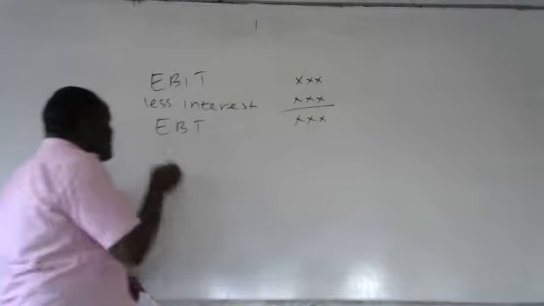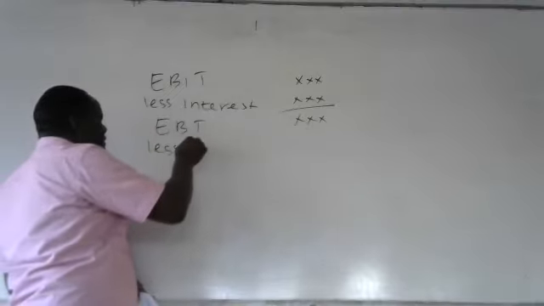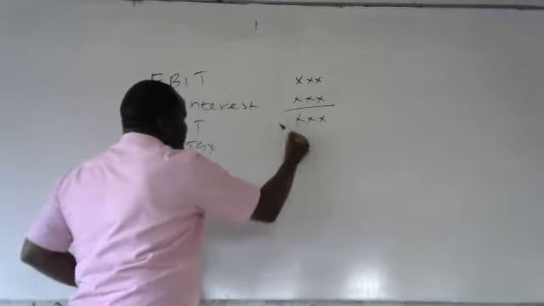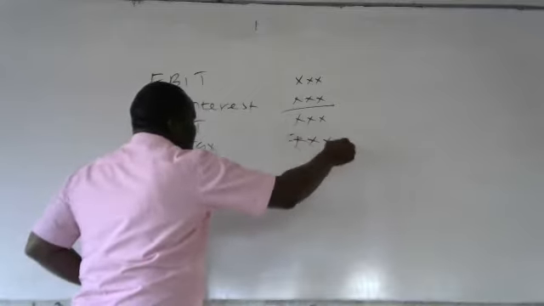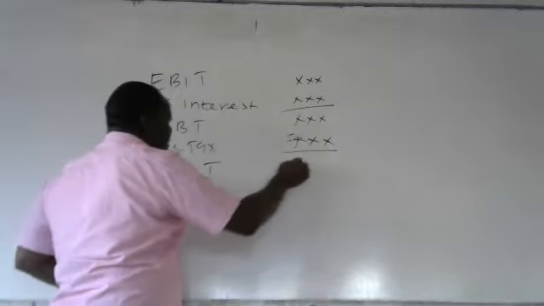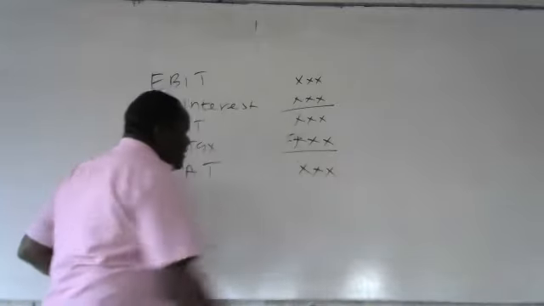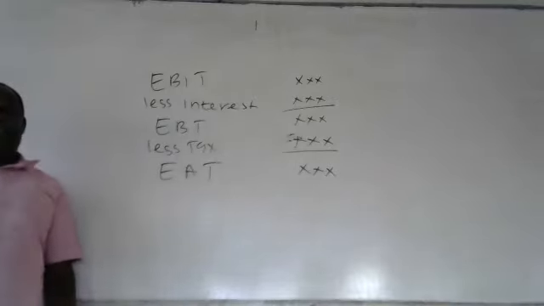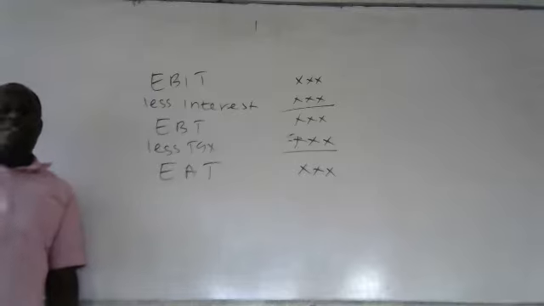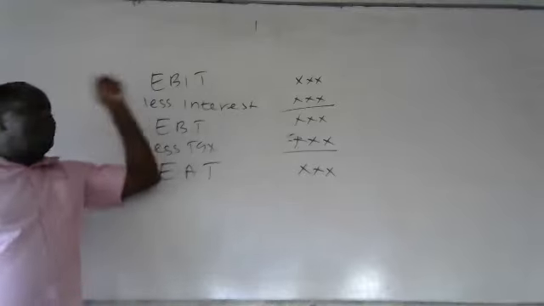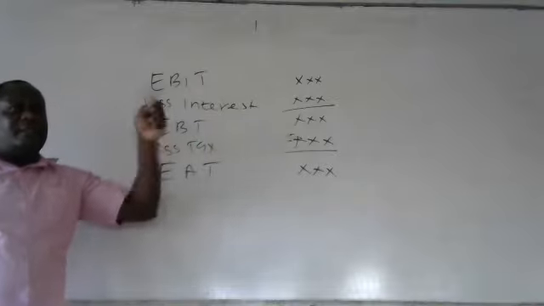Then we normally less the tax, like that. So that we come up with the earnings after the tax at that point. So that's now the structure that will assist us to go and compute the earnings before interest and tax.